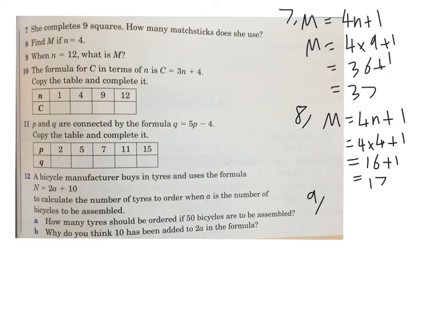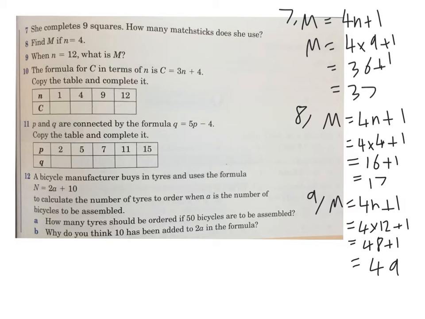And number 9, when n is 12, what is m? So m equals 4n plus 1. What is m when n is 12? So n is 12. Substitute n to be 12. 4 12s are 48. Plus the 1 gives you 49.